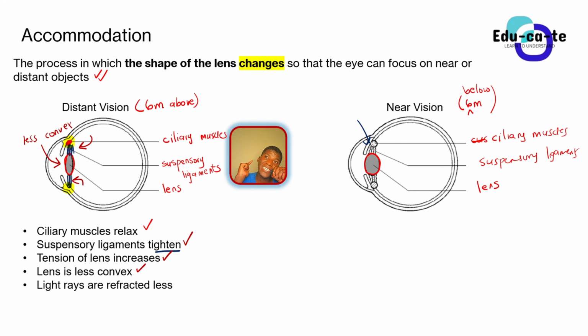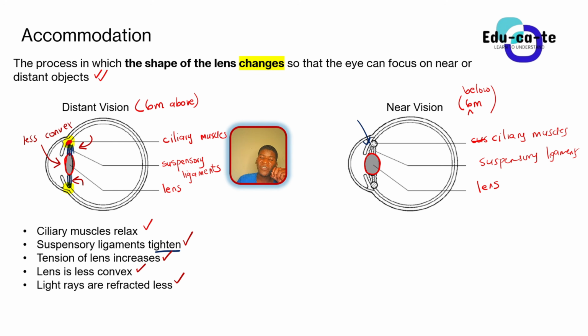When you look at objects that are very far away from you, you need the light rays to be refracted less. The light rays do not need to be bent a lot so that you can see an object that is far away. That is why the lens becomes small, so that the light rays will not be refracted that much. They will not be bent. And when light rays are refracted less, then you can say that we have accommodation for distant vision.